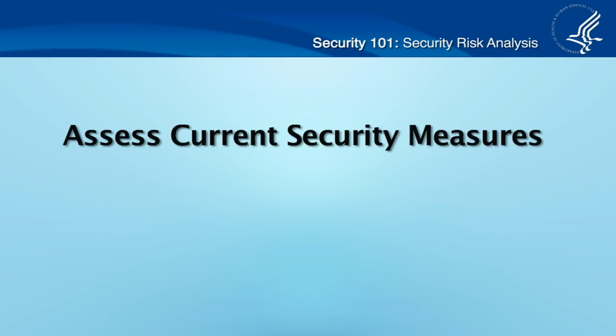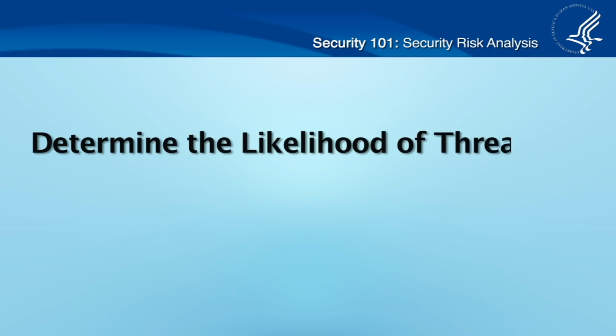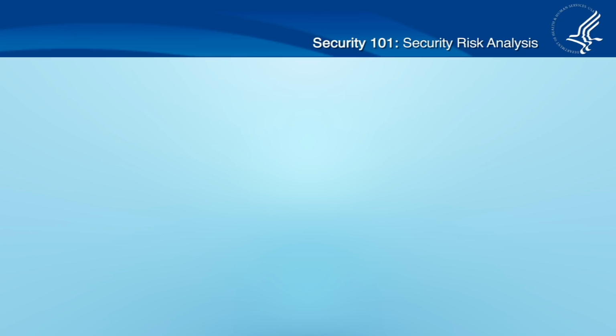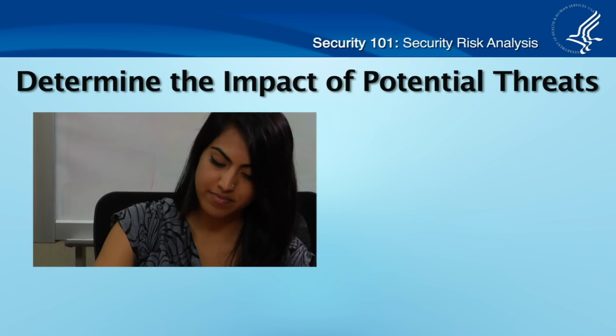During this step, you will review the administrative, technical, and physical safeguards you have in place or have planned, and whether they are being implemented or used properly. From there, you should determine the likelihood that the threats you identified will occur. This will help you determine which threats the HIPAA security rule requires you to protect against because they are reasonably anticipated. You also need to determine the impact of potential threats on your practice's EPHI.